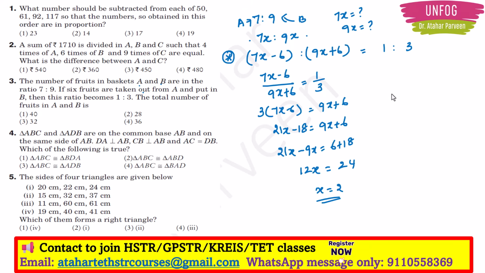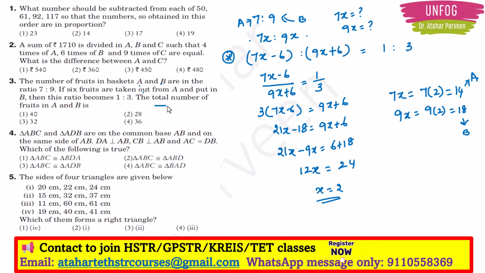Our final answer is we should find out 7x. We should find out 9x. If we find out 7x and 9x, it is like we have found the fruits in basket A and B. So I will tell you, 7 into 2 is 14. 9 into 2 is 18. So these 14 fruits are there in basket A, 18 fruits are there in basket B.